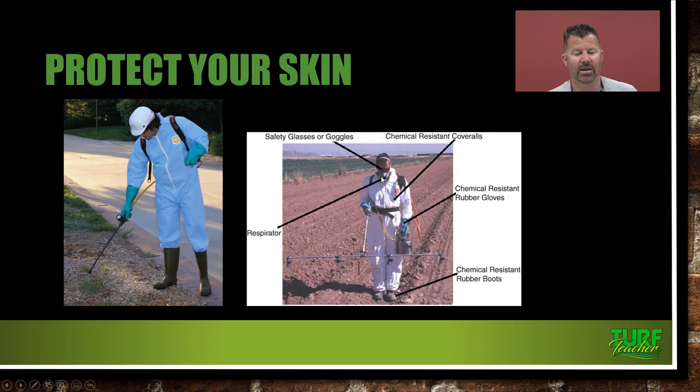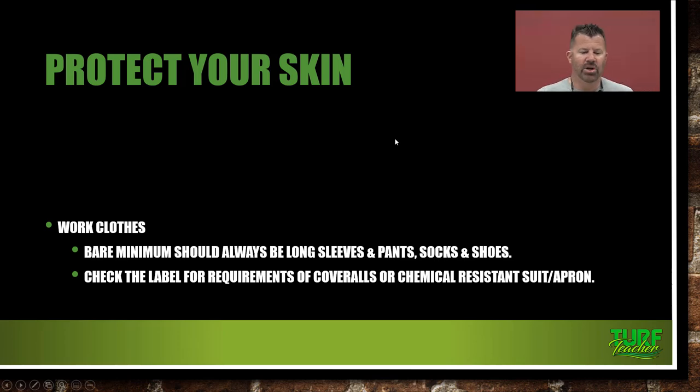I'd say if I had the respirator on and glasses, I'd probably go ahead and have a hood over my head as well, because if you've seen the last lecture, how much exposure your forehead can actually absorb that chemical. Work clothes, bare minimum, should always be long sleeves and pants, socks and shoes. Guys always tell you we need long pants in this industry, we need the long sleeve shirts, and people say, well, it's too hot to do that. Actually, you're a lot cooler when you're wearing long sleeves and long pants anyway, because the sun's not beating on you. But that gives you better protection for it.